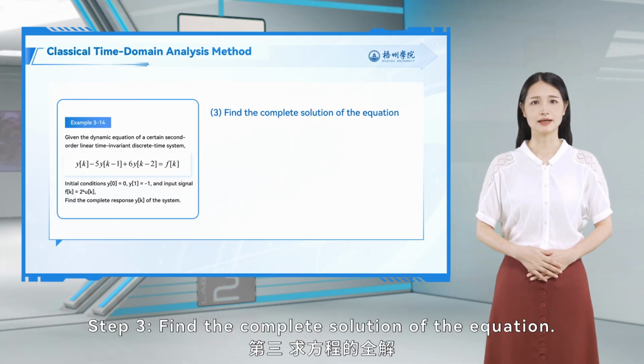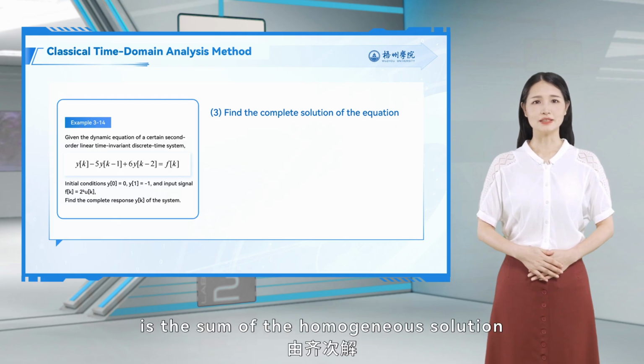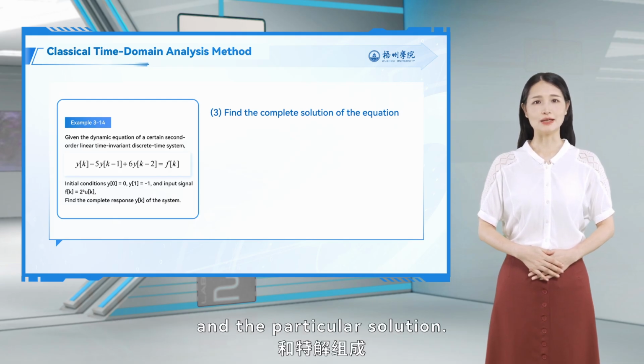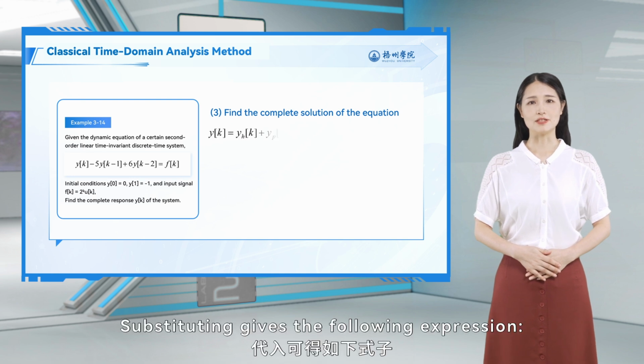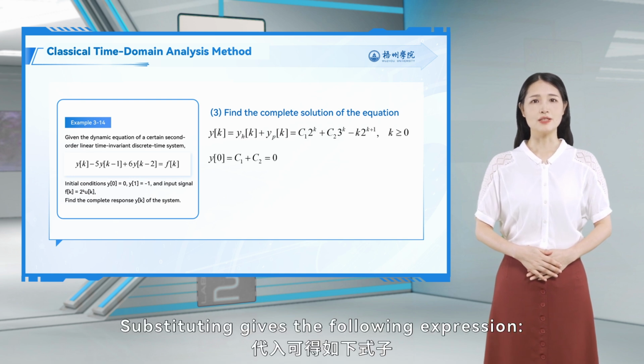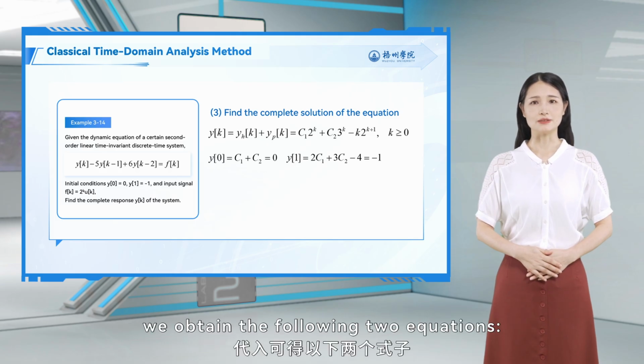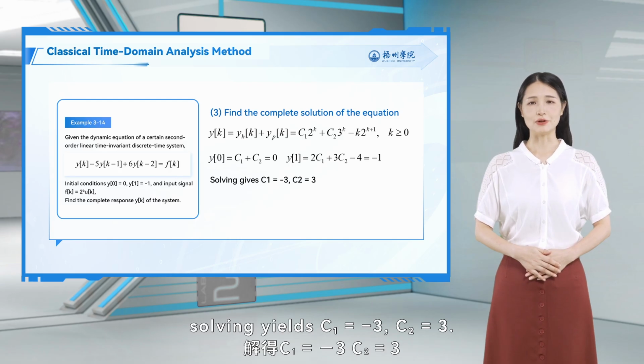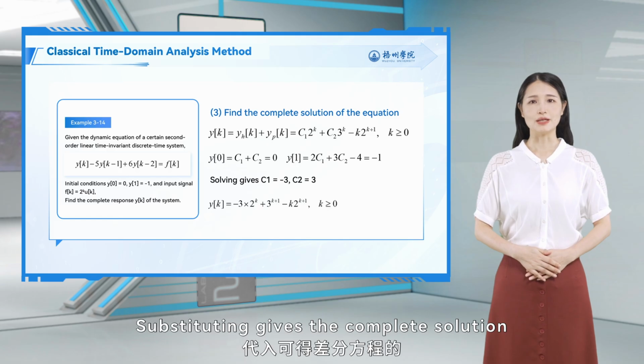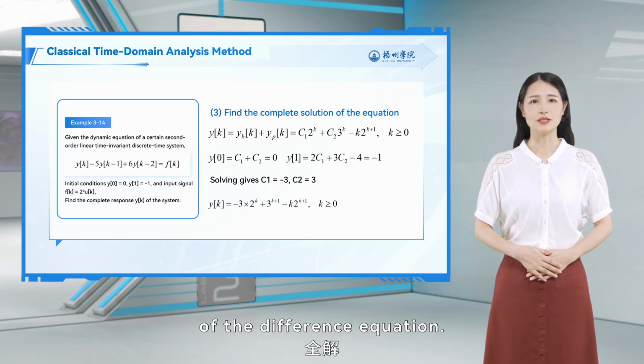Step 3. Find the complete solution of the equation. The complete solution is the sum of the homogeneous solution and the particular solution. Substituting gives the following expression. Using the initial conditions y[0] equals 0, y[1] equals -1, we obtain the following two equations. Solving yields c1 equals -3, c2 equals 3. Substituting gives the complete solution of the difference equation.